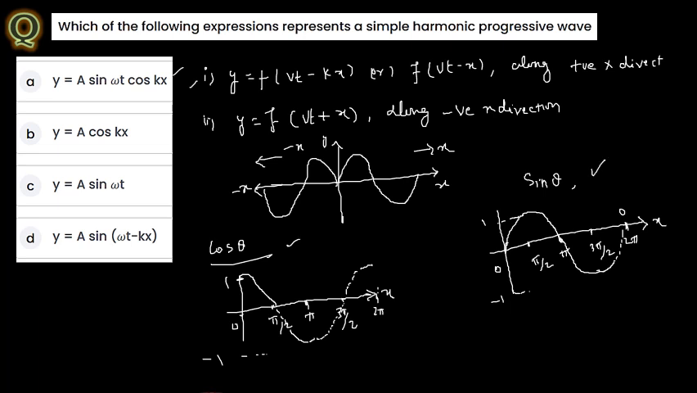According to this, for a progressive wave moving towards the positive x direction or the negative x direction, the answer here is this one.